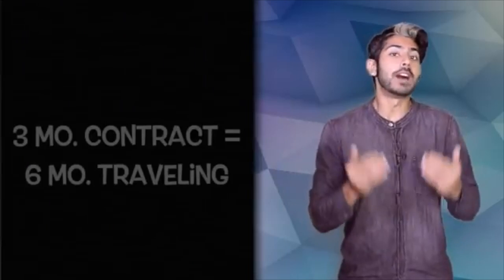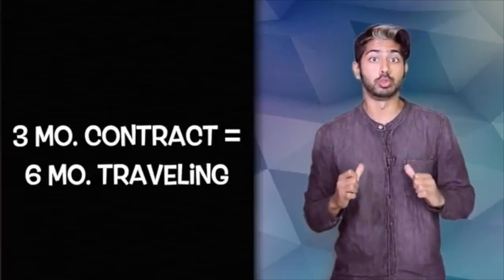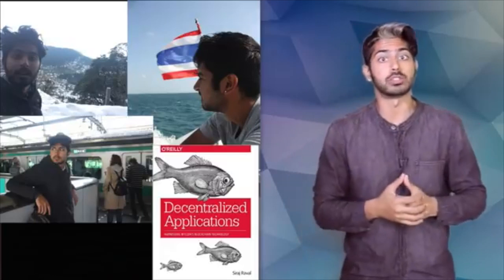When I first moved to San Francisco, I lived in a hacker house with 12 other dudes, and I hustled pretty hard to find some contract work. But when I finally did, it was lucrative. A couple months of work gave me the freedom to travel through India, Thailand, and Japan for 6 months and write my first book, Decentralized Applications.